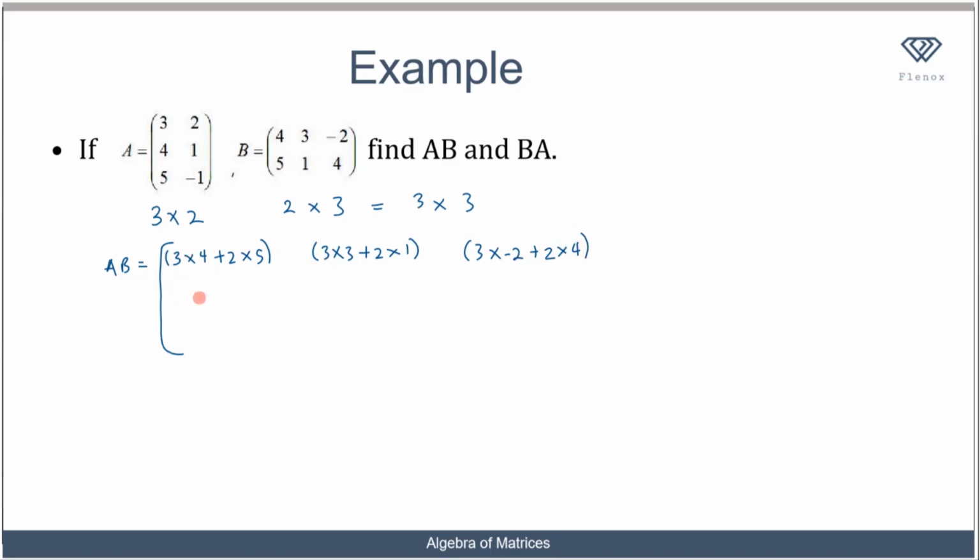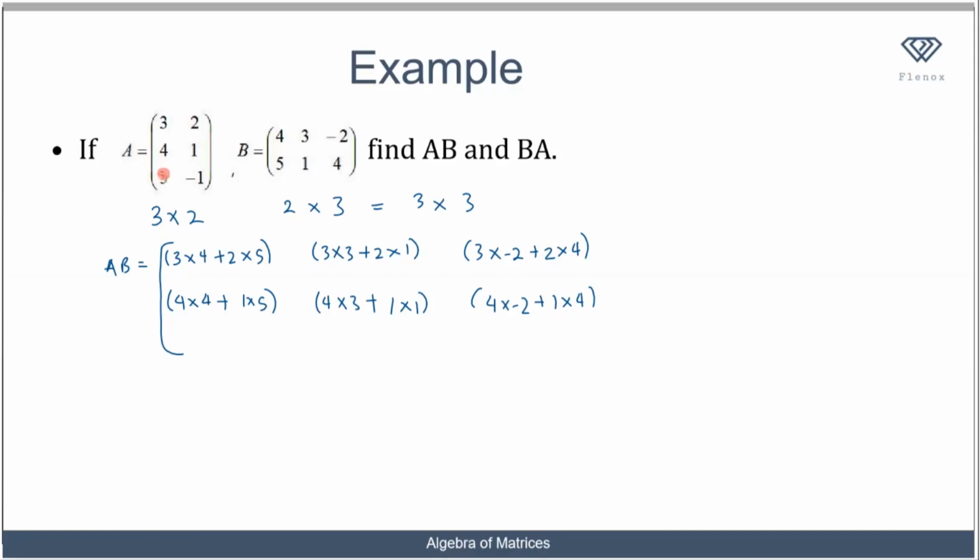Now to get the element in this cell, I'll multiply my second row by the first column. So I have 4 times 4 plus 1 times 5. To get the one over here, I'll multiply my second row by my second column. So I have 4 times 3 plus 1 times 1. And the last one over here, I'll multiply my second row by my third column, which will be 4 times minus 2 plus 1 times 4.